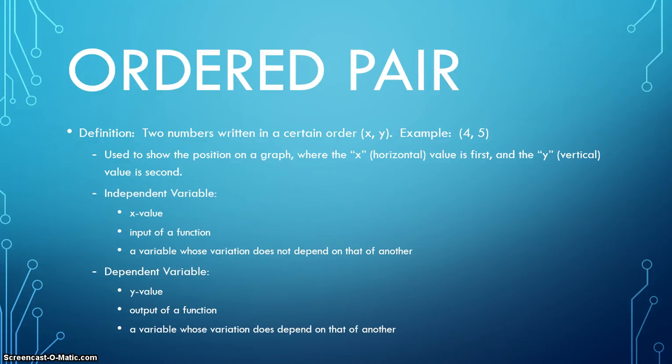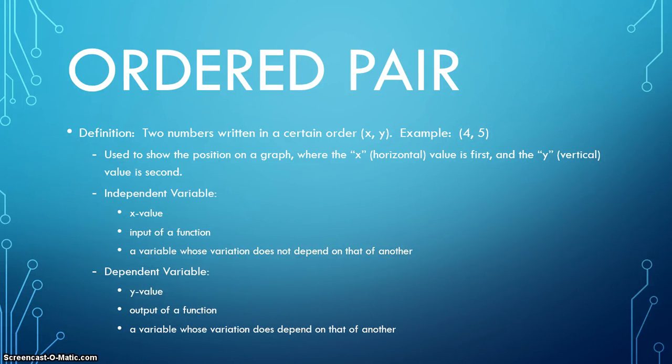Two numbers written in a certain order, x, y. Example: 4, 5, that is an ordered pair. Two numbers inside parentheses with a comma in between. Hence, pair: two numbers. Used to show a position on a graph where x is the horizontal value and y is the vertical. X is always first, y is always second.